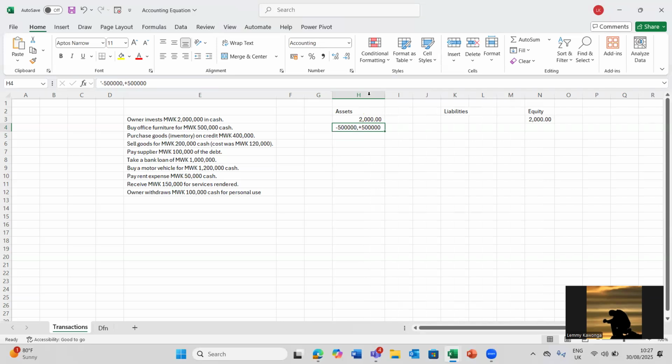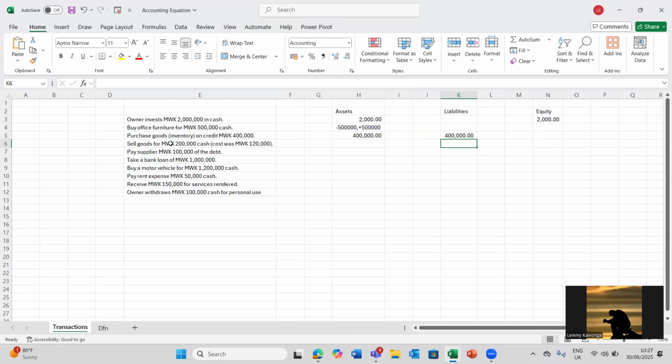Then number two, we purchased goods or inventory on credit. So what will happen? We increase inventory, and inventory or stock is our asset. You increase by how much? 400,000. And we purchased on credit, we did not pay by cash, so liability also increases by the same amount, 400,000.